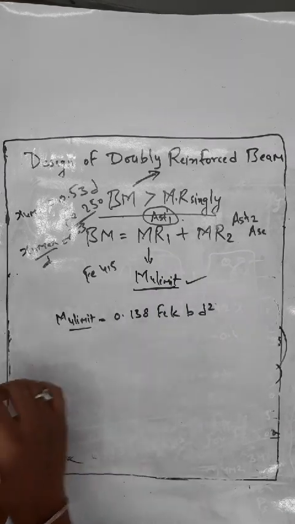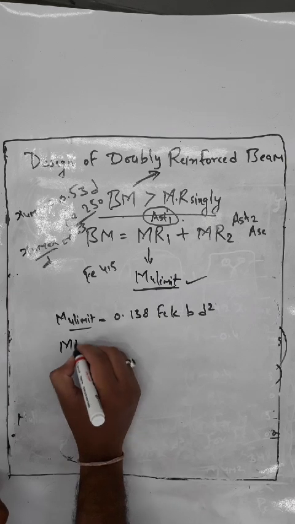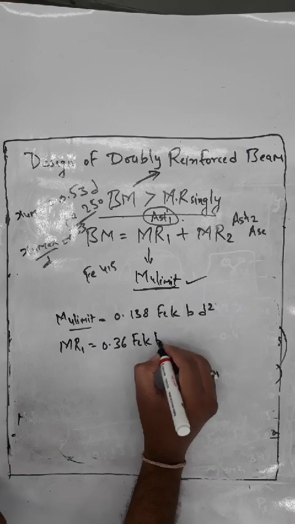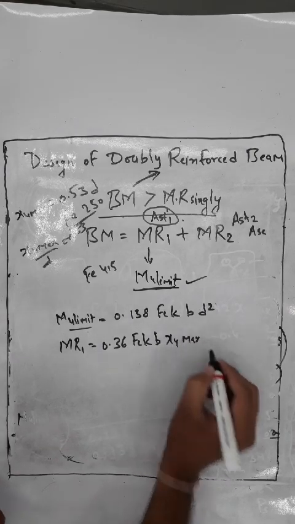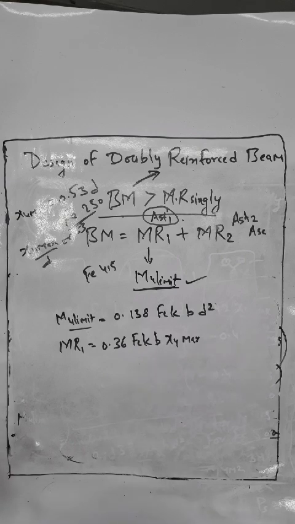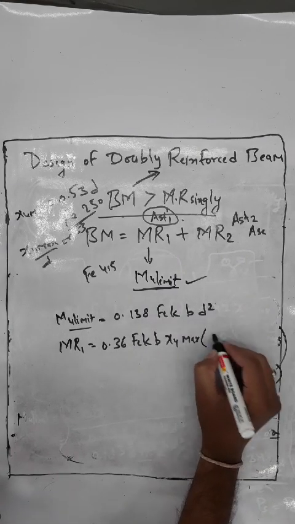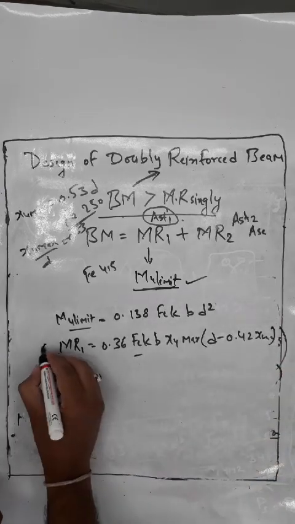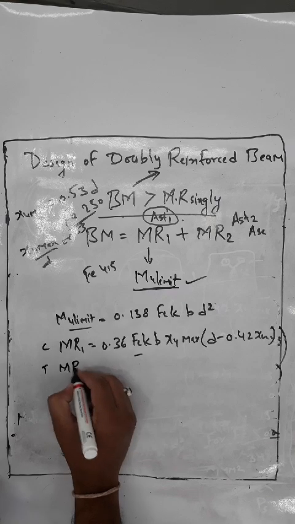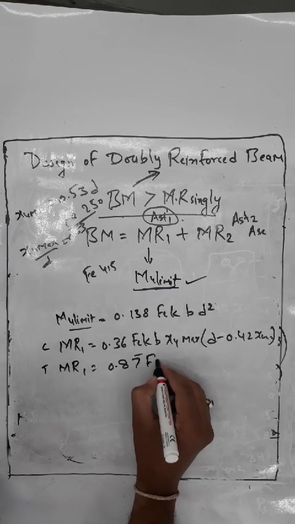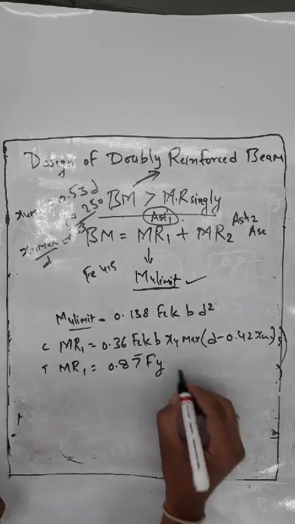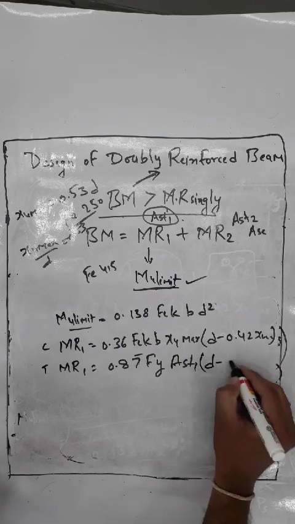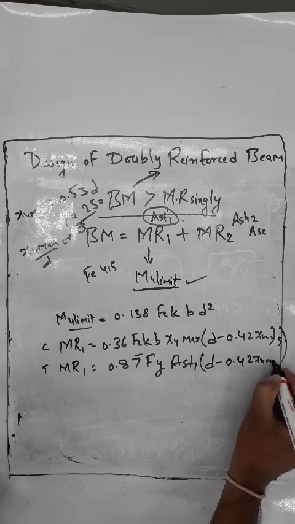After finding this mu limit, means MR1, we put the equation MR1 is equal to 0.36 FCK B xu max into (d minus 0.42 xu max). So this is the equation for compression side, and for tension side MR1 is equal to 0.87 Fy AST1 (d minus 0.42 xu max).